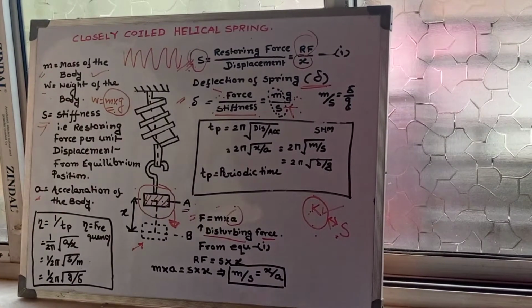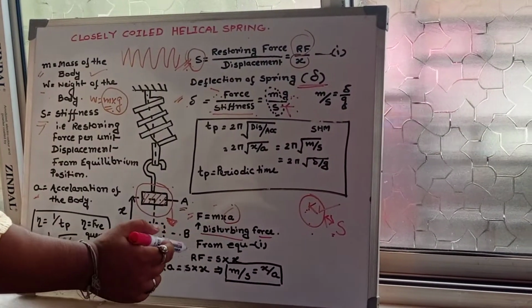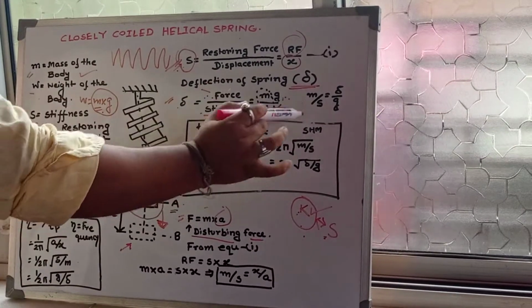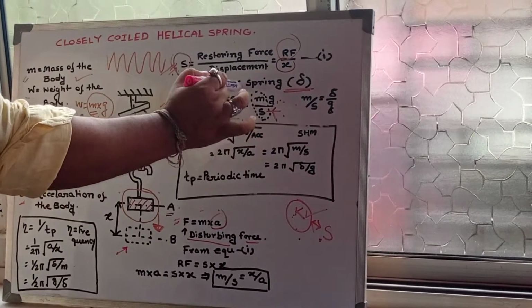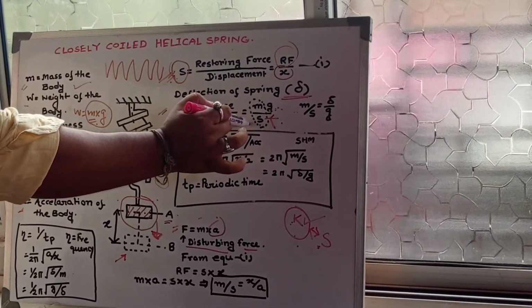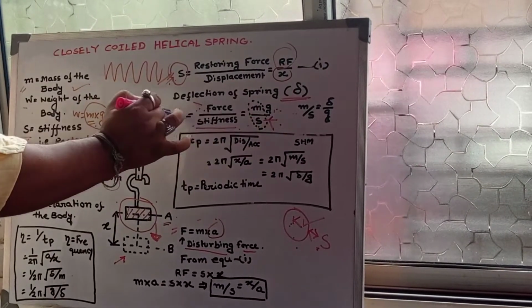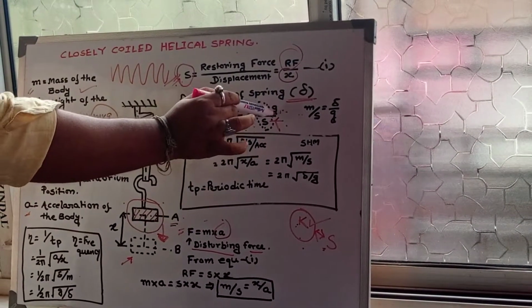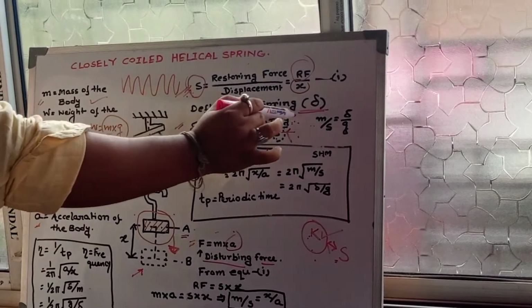Now you can see m by s. So if you want to find out m by s, what will happen? Just g will come under the del. G will come on this side. So this is the equation.